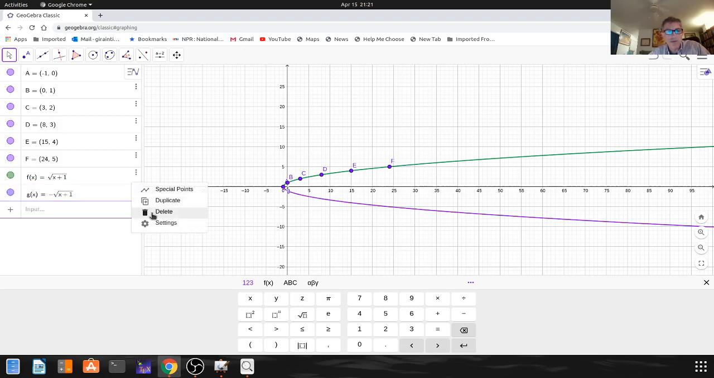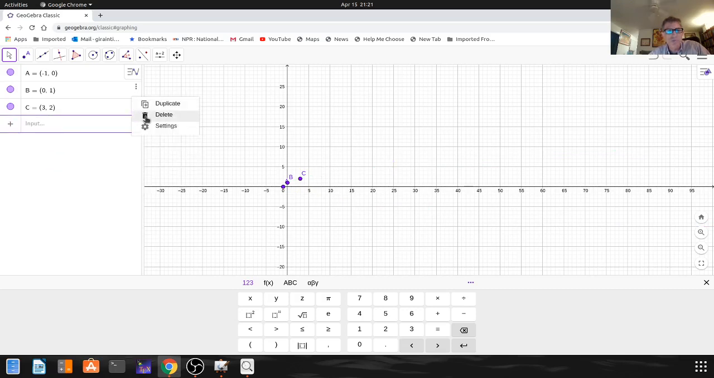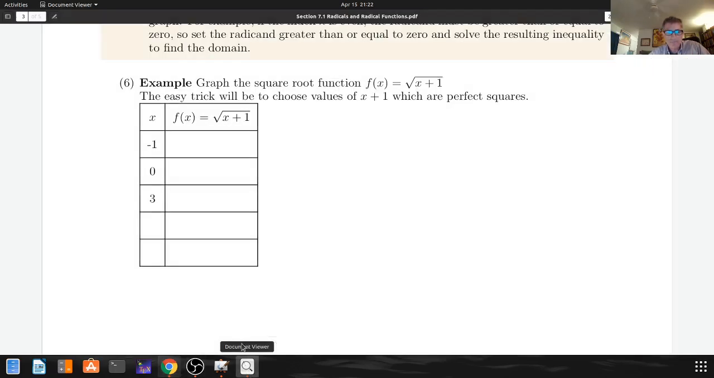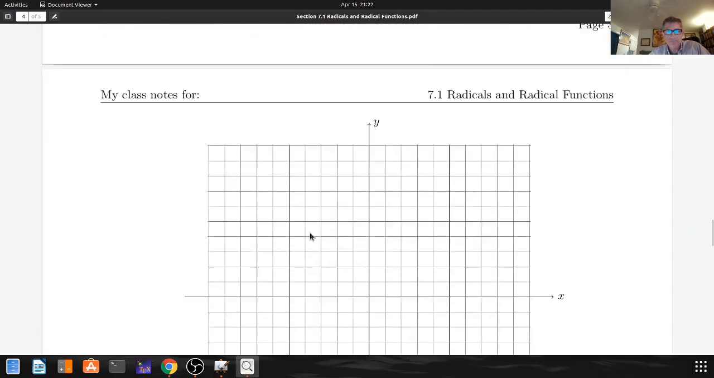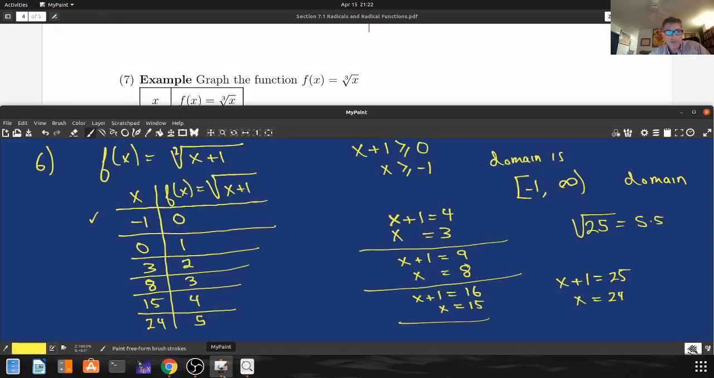So I'm going to go ahead and erase these while I'm here, because we're going to be doing the same thing, except we're going to be plotting a cube function, and that's never easy. When you cube things, things get really big fast. So we're going to plot the cube root of x. So what we want to do is choose values which are perfect cubes. Again, we're going to make a table of values.